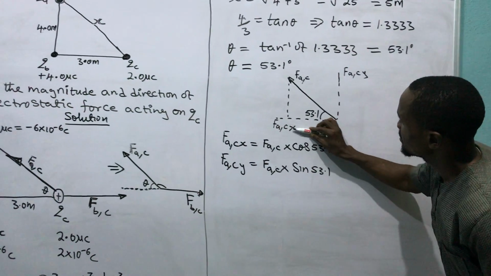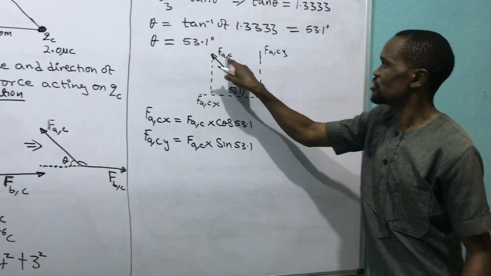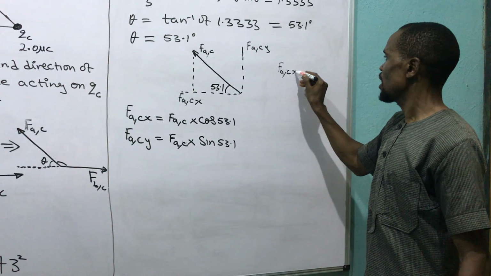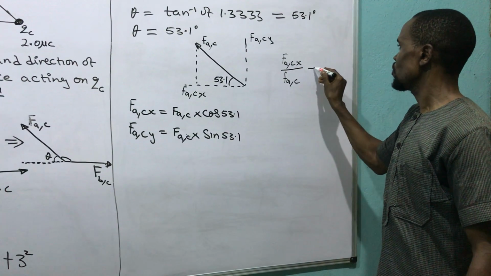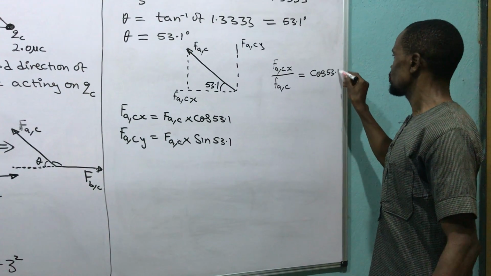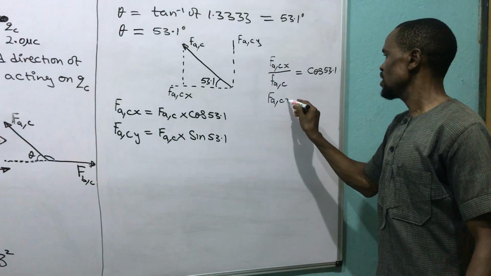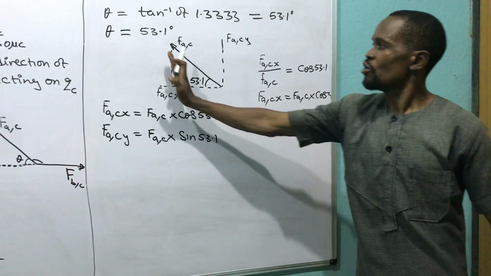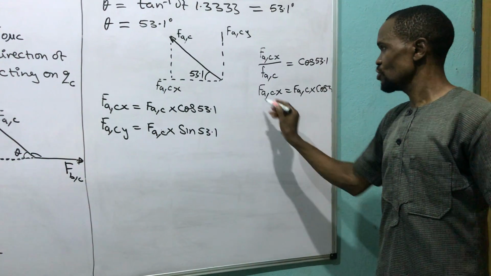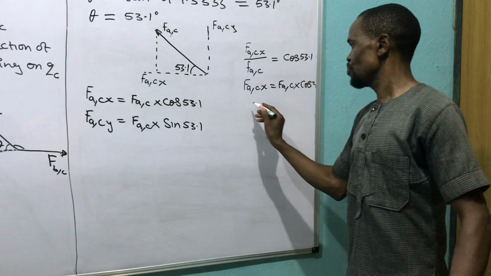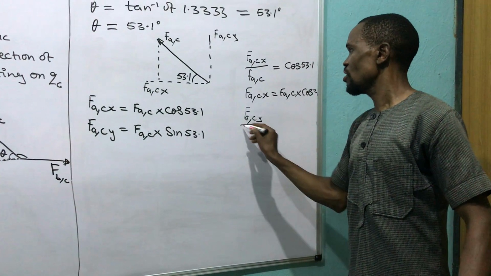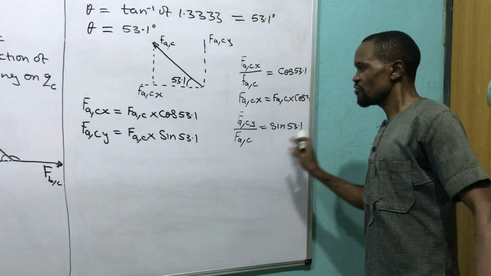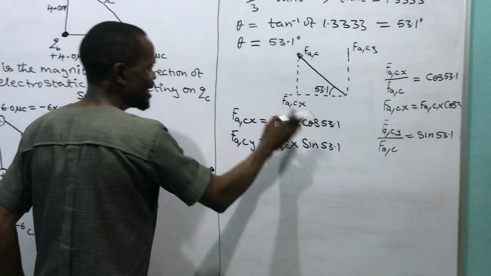Somebody will say how? Look at it. Adjacent over hypotenuse. What is the hypotenuse? This. What is adjacent to this? It becomes adjacent over hypotenuse, which is FACX all over FA on C equals cos 53.1. Making this the subject of the formula, I have FACX equals FAC times cos 53.1. The same thing is done here. Opposite over hypotenuse gives me sine. What is opposite? Look at it, this is opposite. Opposite over hypotenuse, FACY all over FAC equals sine 53.1. Making this the subject of the formula, I will have this. I have resolved this both vertically and horizontally.